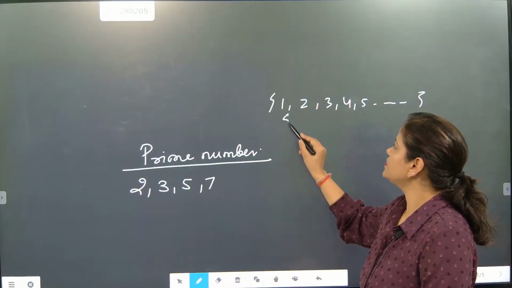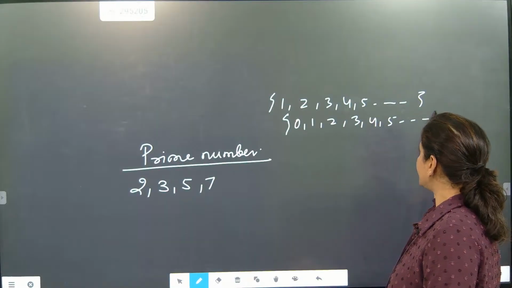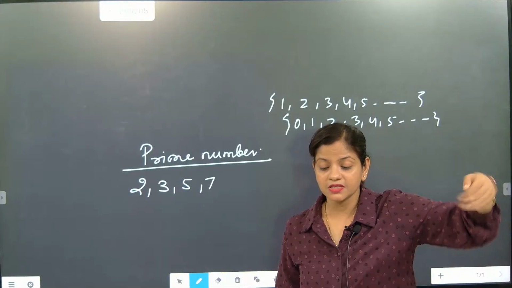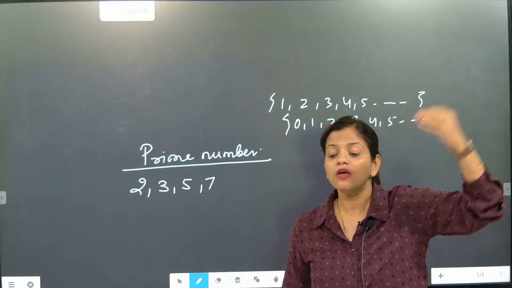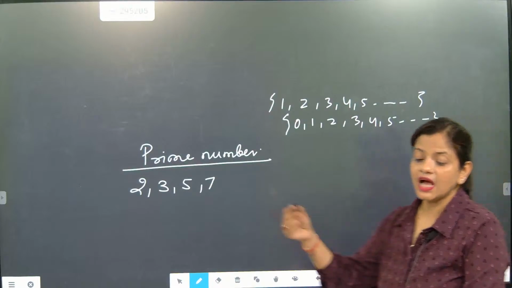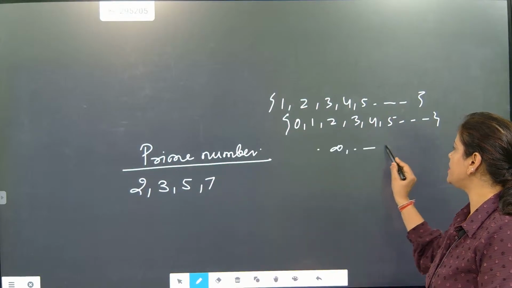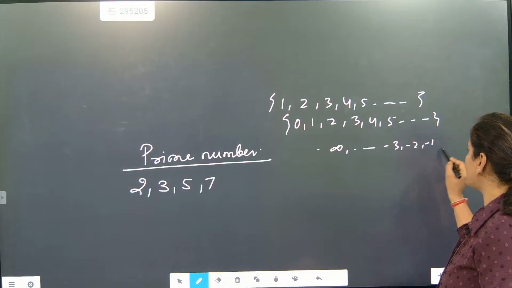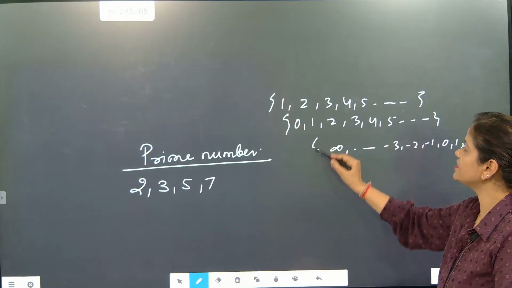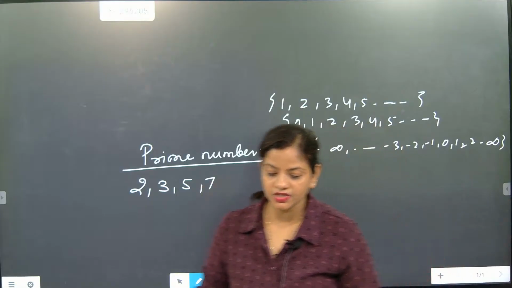Now this is the set of whole numbers. These are in the number system, the sequences of numbers which follow a pattern. Now, if somebody asks you about integers, what will you say? Minus infinity to minus 3, minus 2, minus 1, 0, 1, 2, 3, till infinity. So these are integers, absolute numbers which do not have fractions.